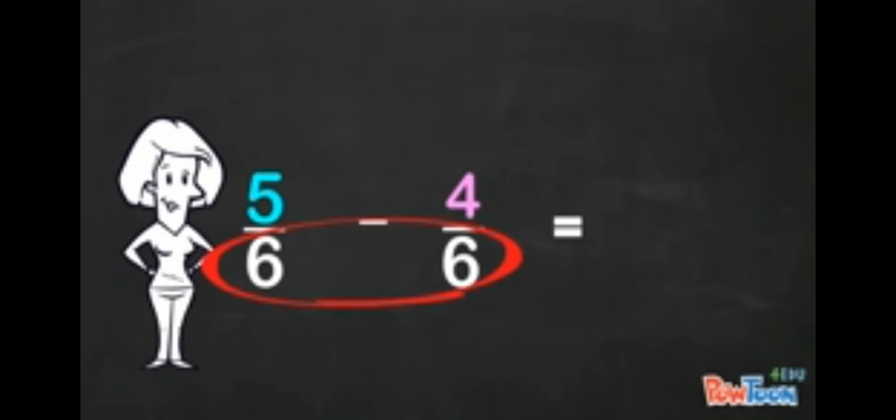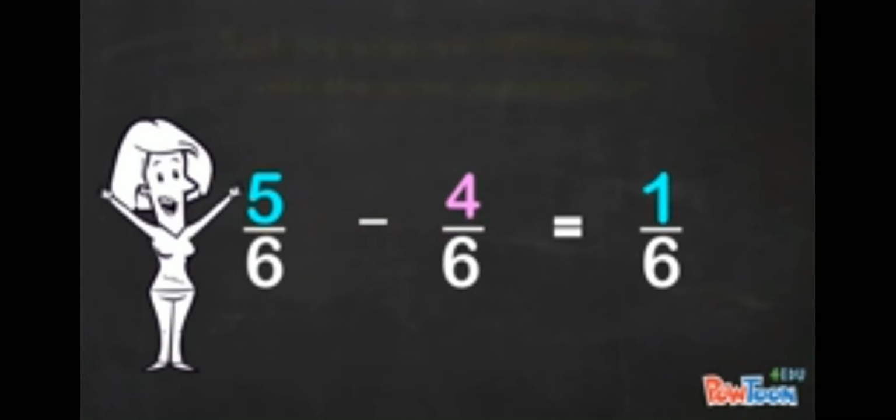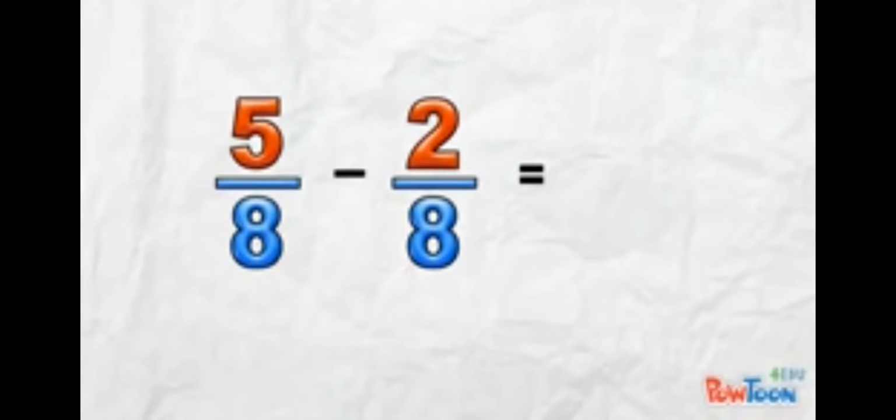We keep the same denominator in our answer, and we only use subtraction for the numerators. This is just like when we add fractions with the same denominator. So with this one, what answer do you get?